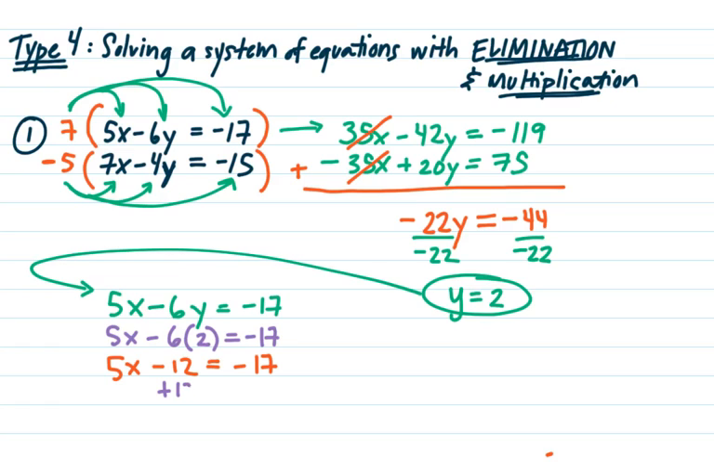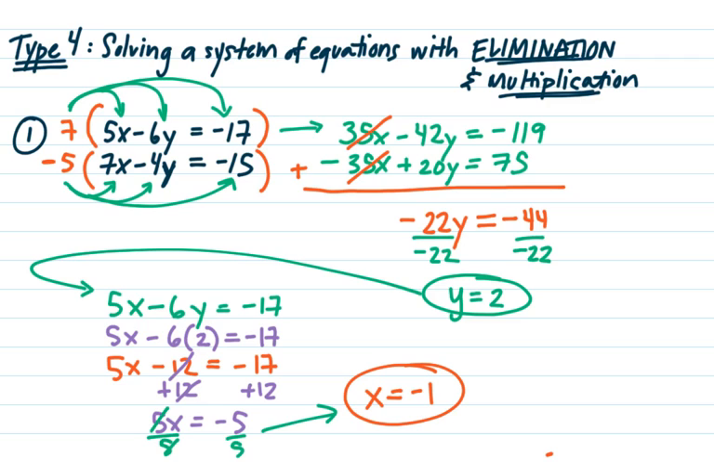We'll plus 12 to both sides. We get 5x equal to minus 5. And then we divide both sides by 5. And finally, we will get that x equals minus 1. So that's our solution to this ugly system of equations.